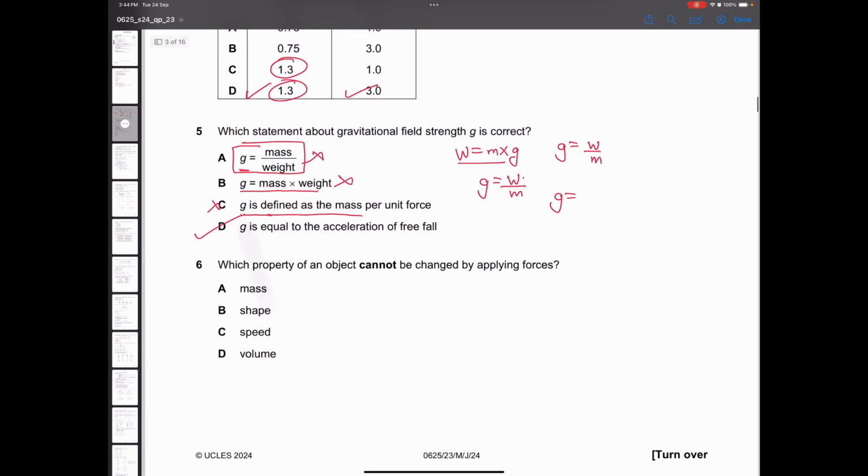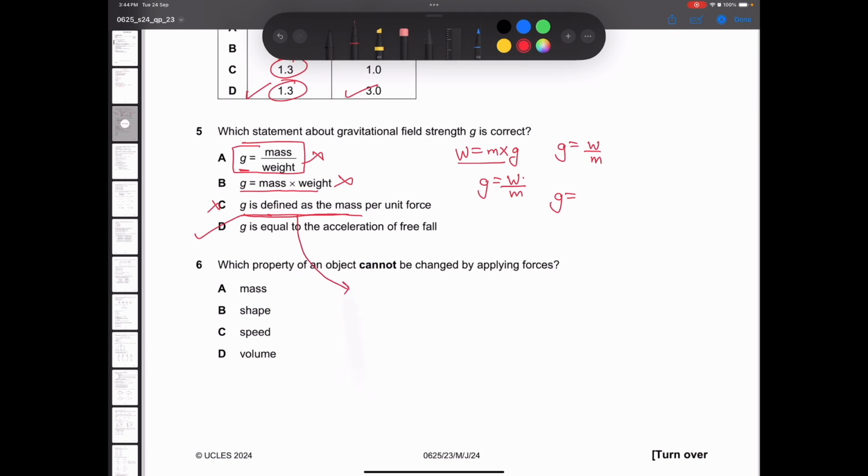In the statement C, they're saying gravitational field strength is mass per unit force. So they're saying mass per unit weight. Is it the formula? No. The formula is weight over mass. So that is why incorrect.